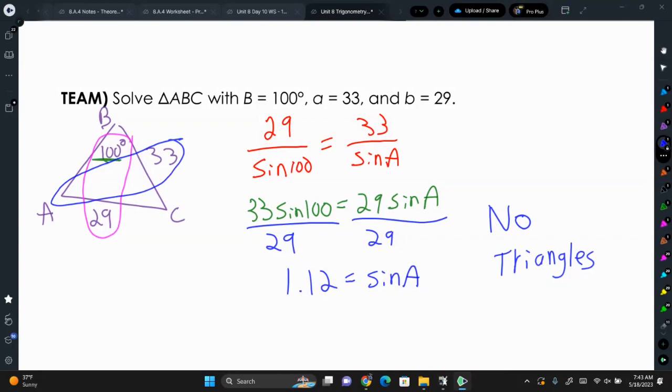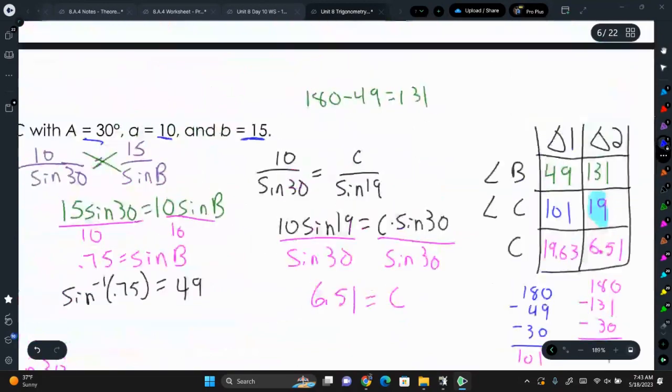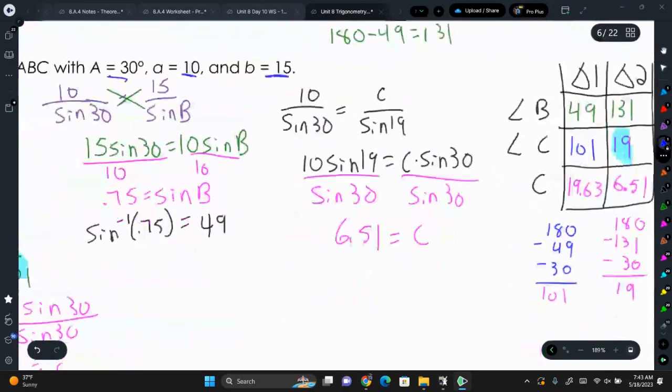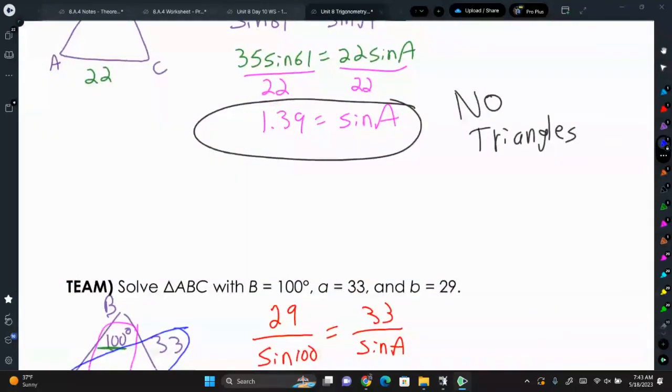All right, so just make sure that you are careful when you're setting up your law of sines and that you're creating the table when you need to, and then double checking if everything makes sense.